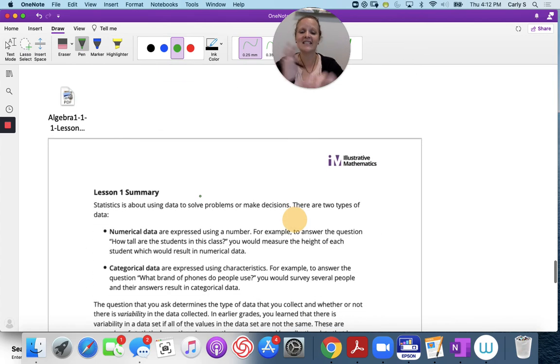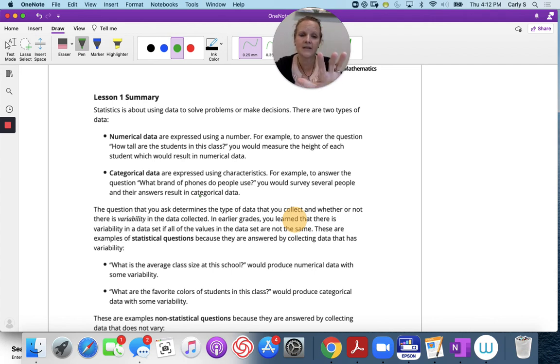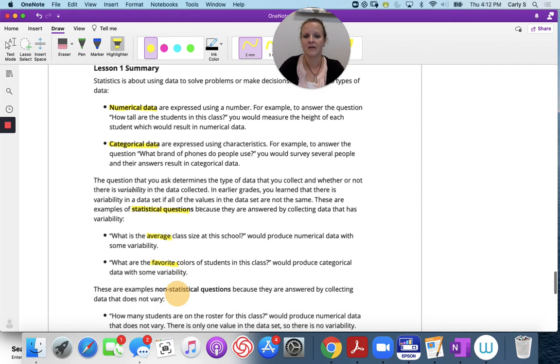All right, the last thing I want to show in your classwork, because there are only 2 student task statements, is this lesson summary. It's very important for you to go to the lesson summary and review. What is numerical data? What is categorical data? What is the difference between a statistical question and a non-statistical question? We see words like average, favorite. The average would produce numerical data. The favorite would produce categorical data.